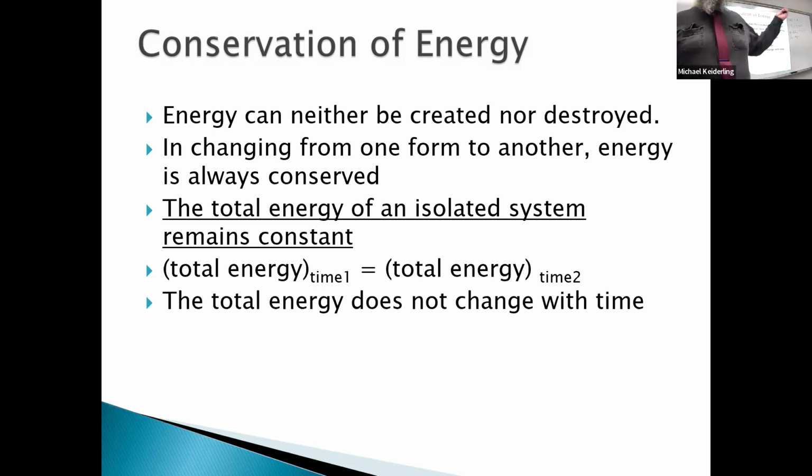So that's conservation of energy. Energy can neither be created nor destroyed. It just goes from one form to another. So the total energy of an isolated system will remain constant. That means the total energy at time 1 will equal the total energy at some later time, time 2. So the total energy will not change with time. And in general, what that's going to mean is, initial kinetic and potential energy equals final kinetic and potential energy, at least for the problems we do in this class.